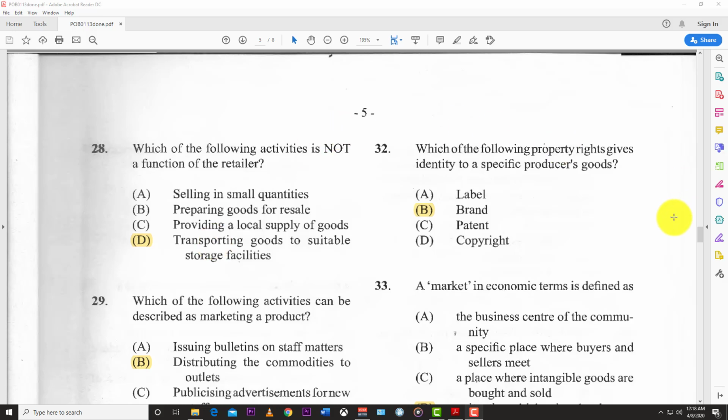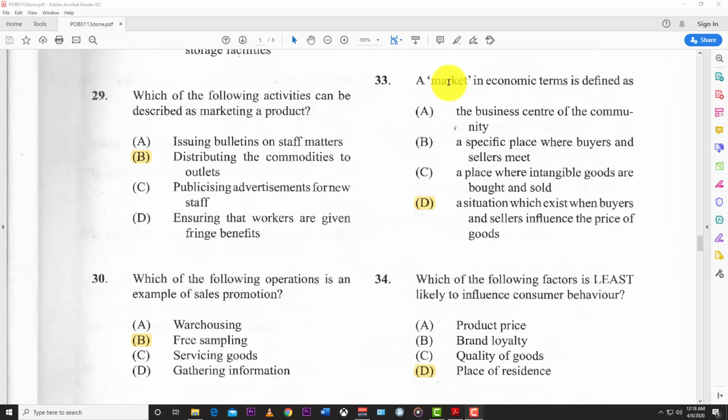32, which of the following property rights gives identity to a specific producer's goods? The answer is B, the brand. The brand gives specific rights and identity to a good. 33, a market in economics terms is defined as, and the best answer is D, any situation which brings the buyer and seller into contact, and situation which exists when buyers and sellers influence the price of goods.